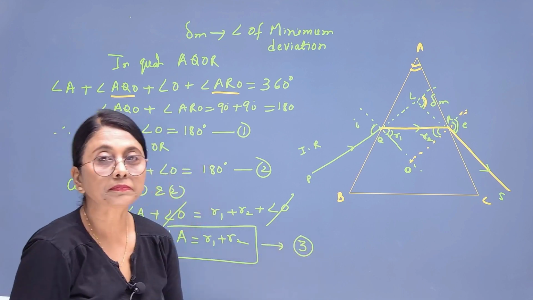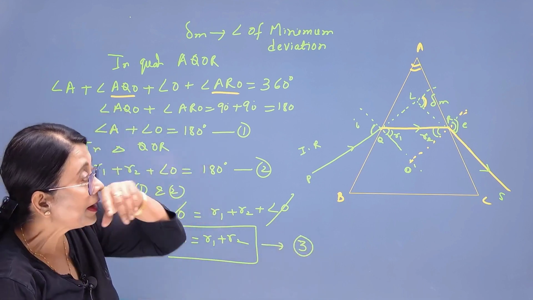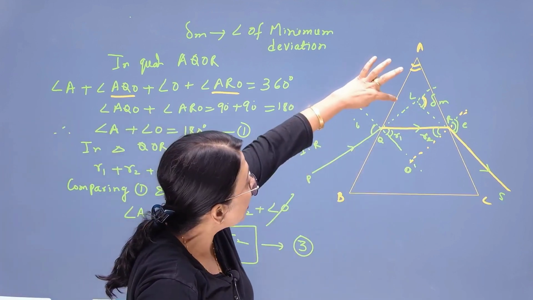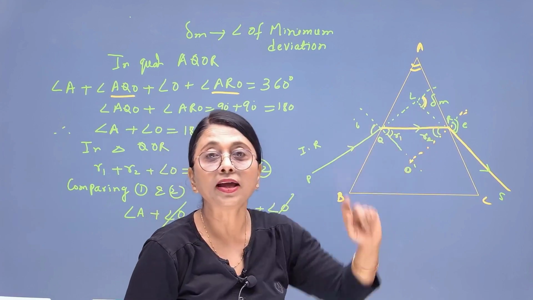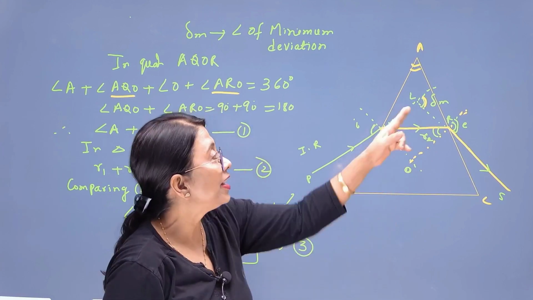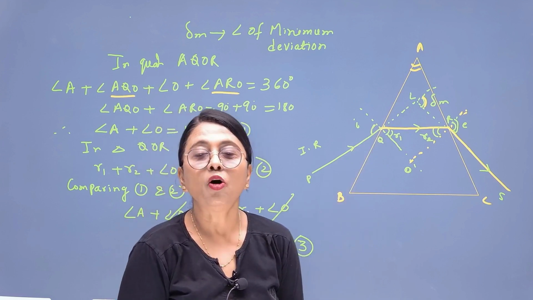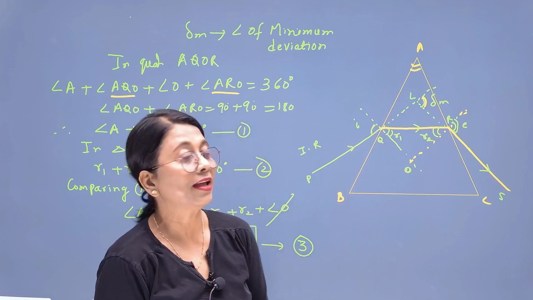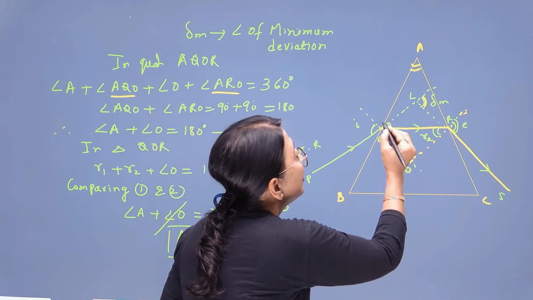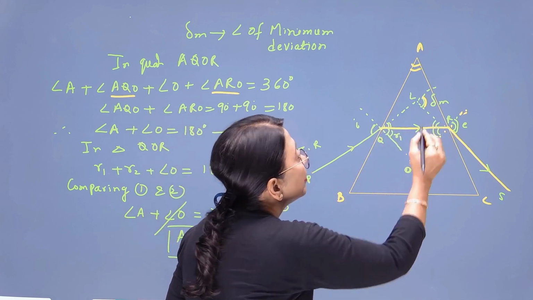ठीक है. Now we have to find this del m, the angle of minimum deviation. अब ध्यान से देखो बच्चों, तो ये LQR का एक्सटीरियर एंगल है. The exterior angle, and all of you know in maths that exterior angle is equal to what? The sum of the opposite interior angles. Now see which is the opposite interior. एक ये अपोजिट इंटीरियर है और एक ये अपोजिट इंटीरियर है, isn't it?